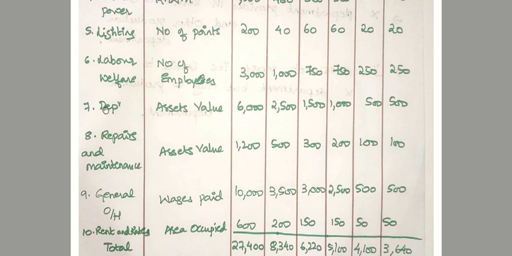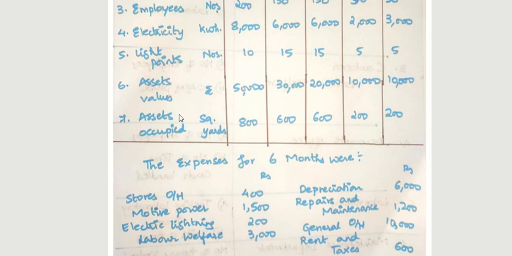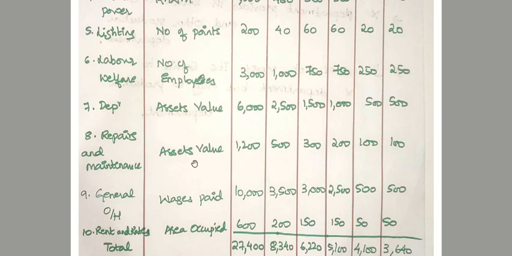Next we have our depreciation. Depreciation is apportioned based on asset value, the value of the asset. So your ratio is 5:3:2:1:1. So 6000 can be apportioned on that ratio as 2500, 1500, 1500 and 500.